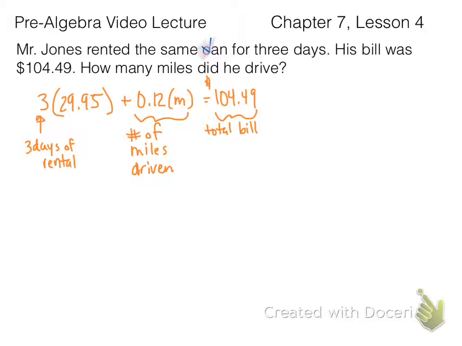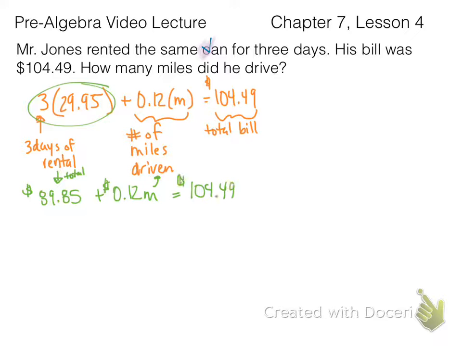There we go. All right. So 3 times $29.95 is $89.85. So that's how much his rental cost if he just rented it and stuck this van outside the rental agency for 3 days and never actually drove it. Okay? And then we've got the miles per 12 cents per mile, and that's going to equal the total bill.